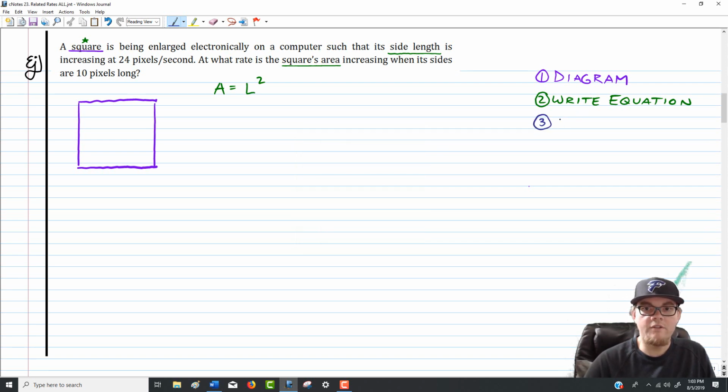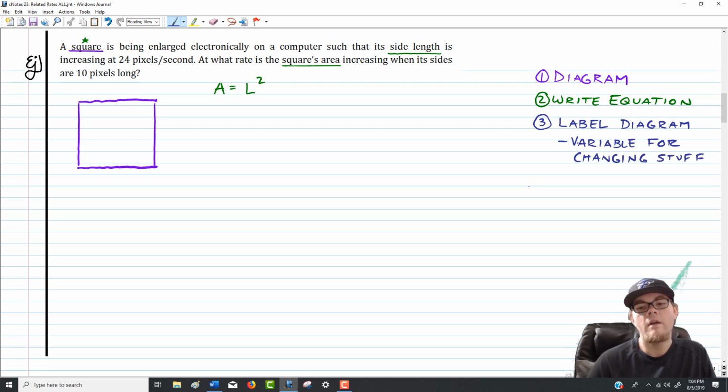So basically we're going to connect via labeling. So we're going to label our diagram. Now when we do this, we want to label all relevant dimensions, but as we do it, make sure that you have a variable anywhere where something is changing. So in our case, we want to label the diagram anywhere where things are changing.